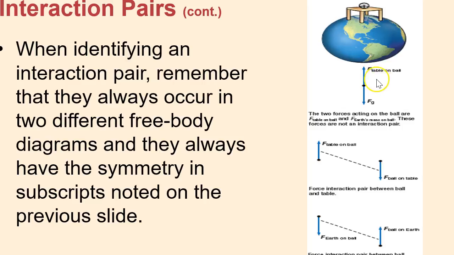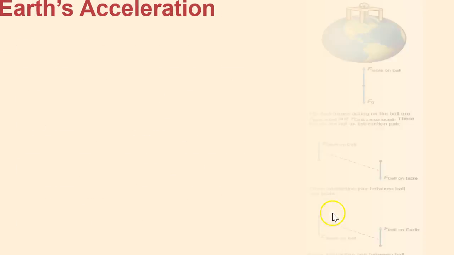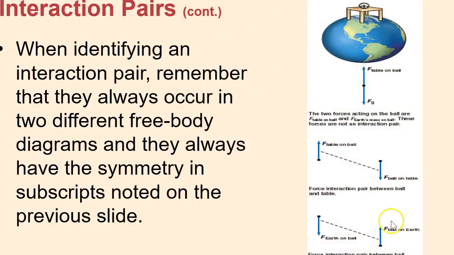The interacting pair here is the force of the table on the ball, pushing the ball up, so we have that one. And then if you did a free body diagram for the table, you would have a force of the ball pushing on the table. If you're looking for the interacting force for FG, you have the ball being pulled down towards the earth by gravity. Well, it turns out that gravity is also pulling the earth up towards the ball by the same amount.